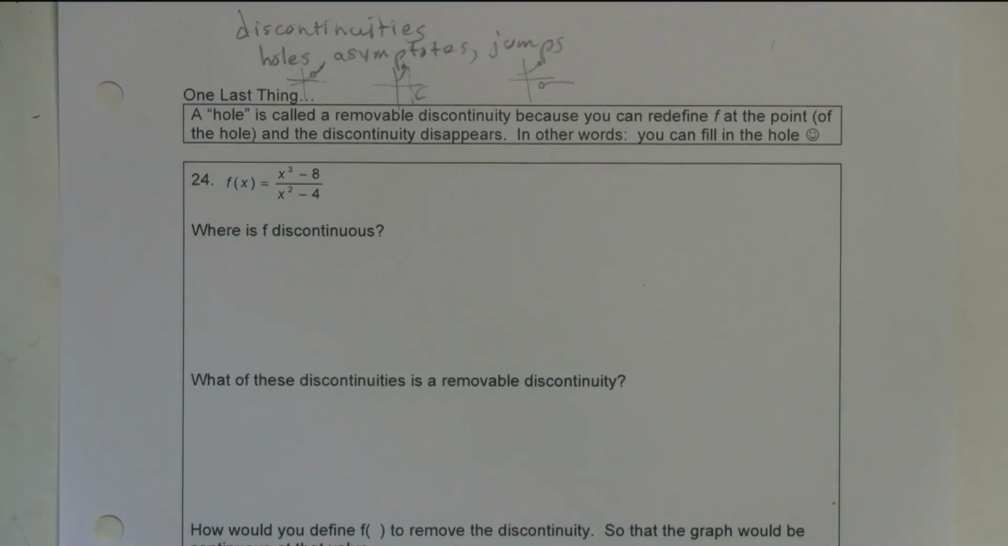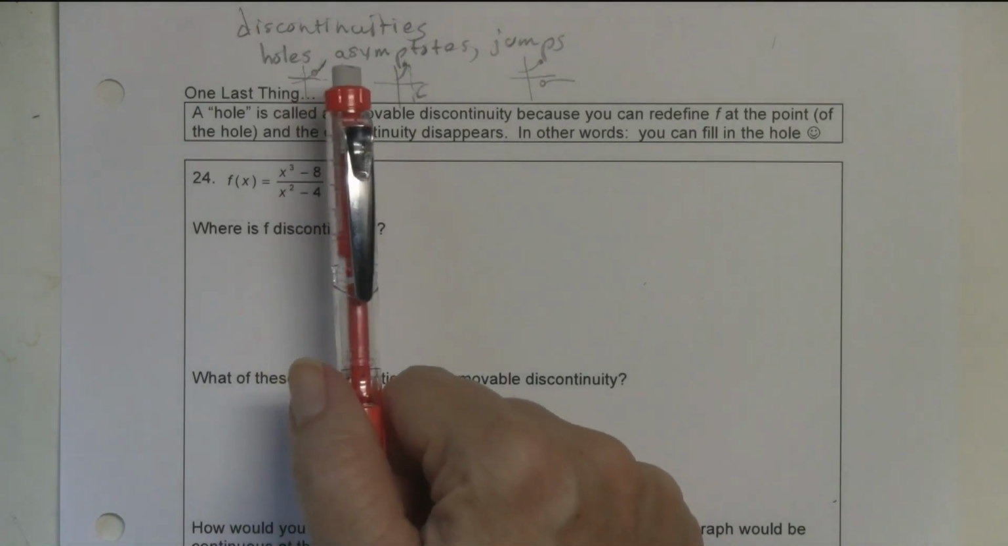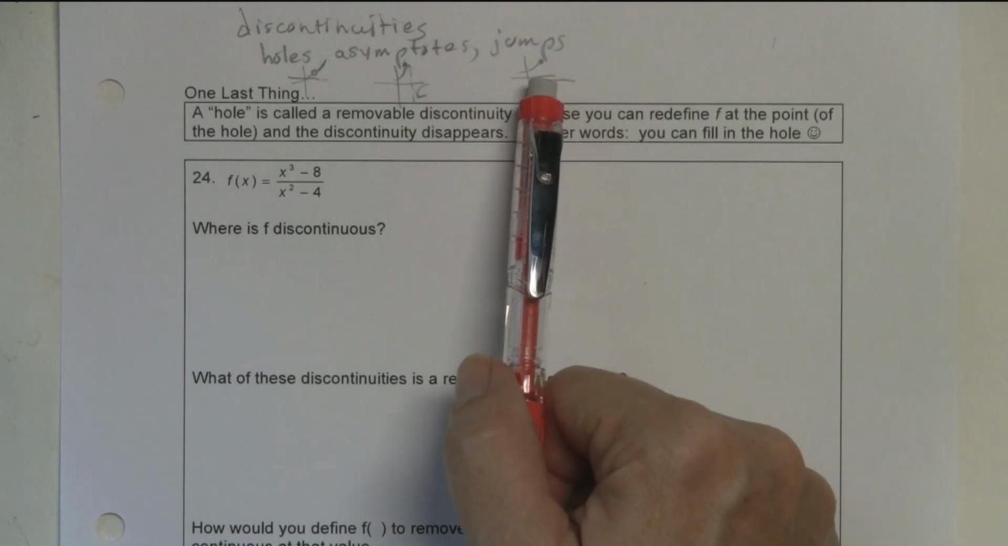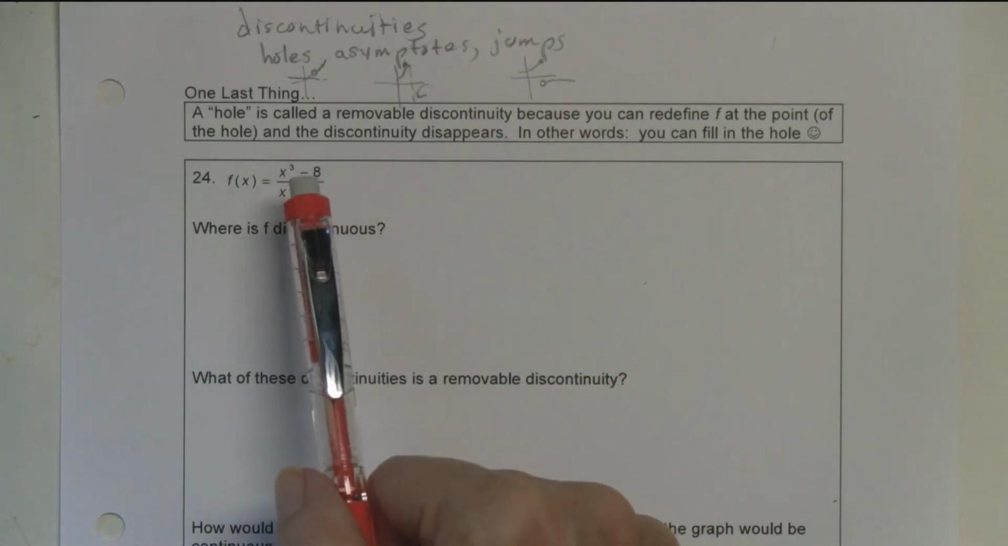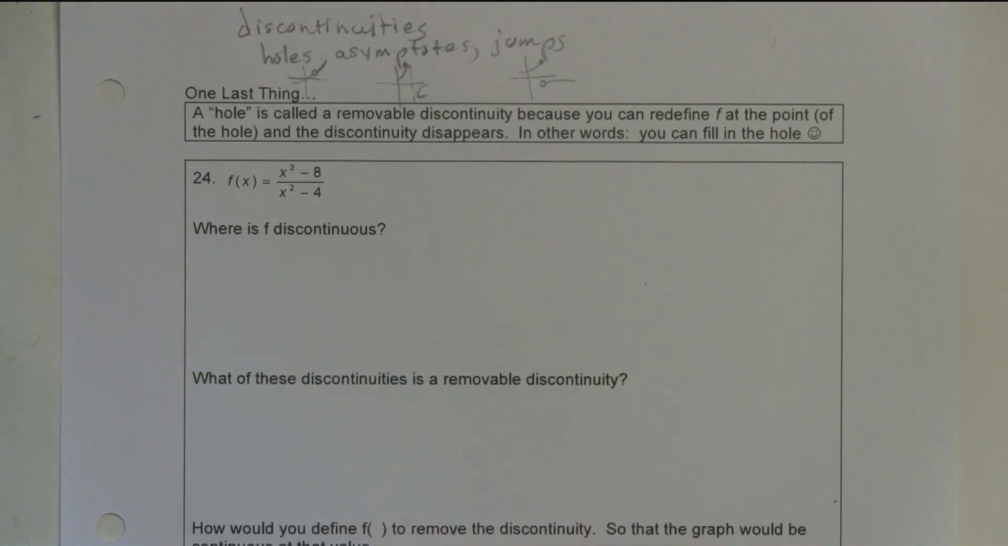Okay, so here they're asking us, where is f discontinuous? So that's what they're asking about. And on a rational function, you'll either have a hole or a vertical asymptote. Those are possibilities. You won't have a jump on just a rational function like this. So piecewise defined, you could have a jump as a possibility. Absolute value, you could have a jump because you could redefine it as piecewise defined, and then you could have a jump.